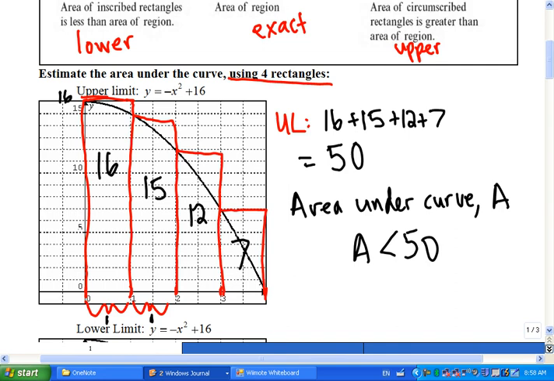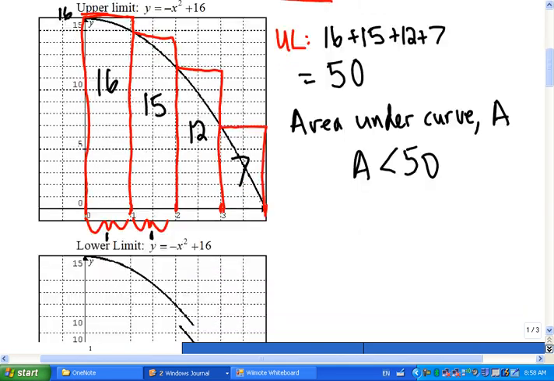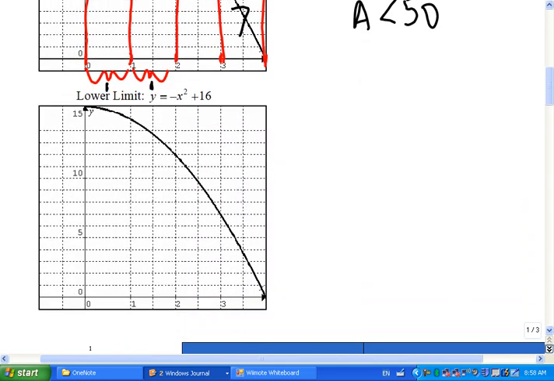So then we can get the lower limit to try to get an idea what it's between. So we're going to do the same approach. Let's just see if we get the idea of a lower limit here. If I pick the smallest rectangle I can, meaning the shortest one, the lowest rectangle, then what will its height be in this range?